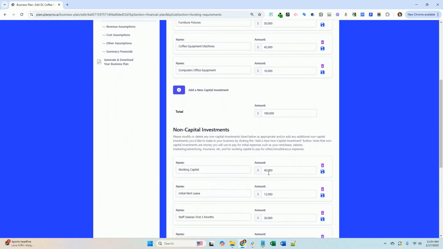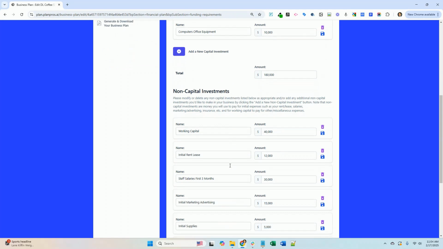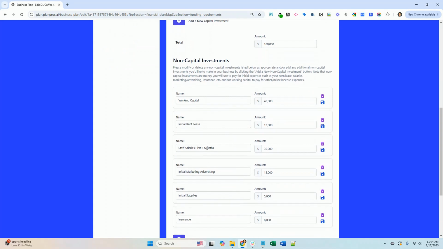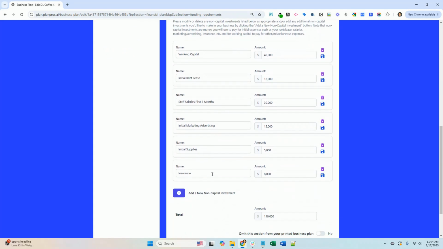And then non-capital investments, usually the biggest one is working capital because in the first few months of a business, particularly if you're starting, you're going to lose money in general because, day one, you're going to pay for staff salaries. And particularly a lot of times you're going to pay for staff salaries before you even open shop. And so that's why you always want to have a little working capital so you don't run out of money. So a little working capital here, initial rent lease, salaries for the first 3 months.